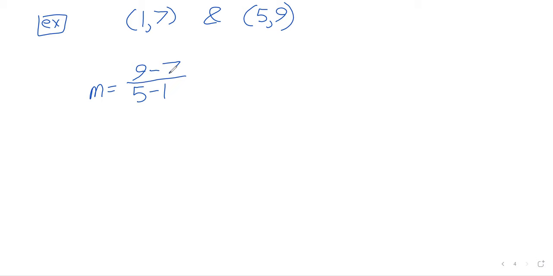And in this picture, here's the point x1, y1. And here's the point x2, y2. 9 minus 7 is 2. 5 minus 1 is 3. We wind up, no, 4. You're correct. Thank you. And always just yell out if I do something like that. So we wind up with a slope of 1/2.